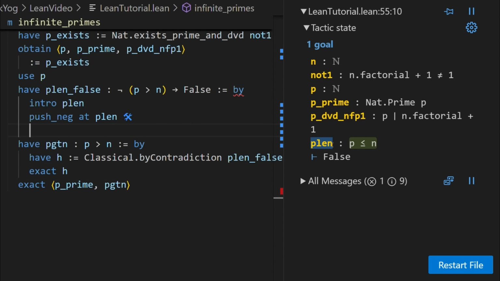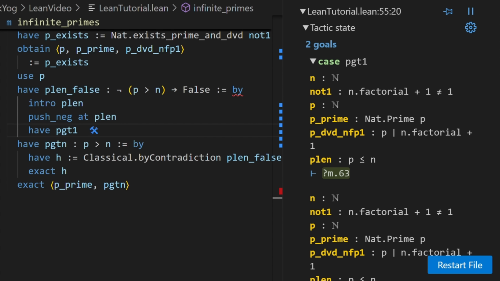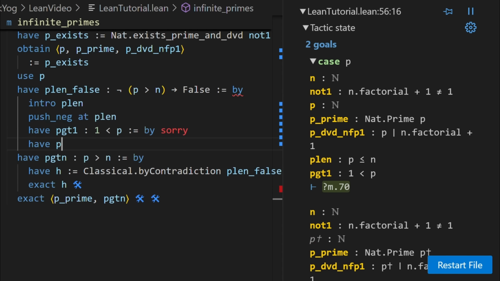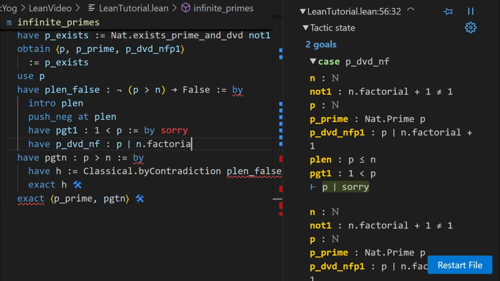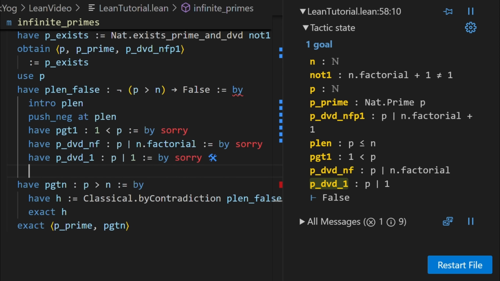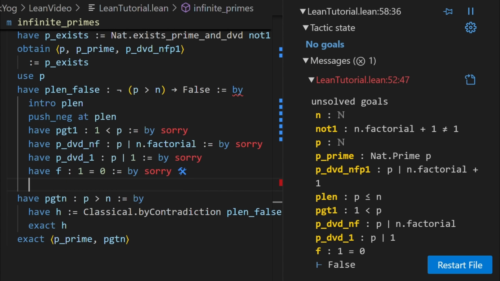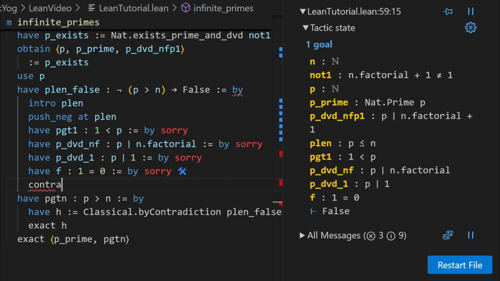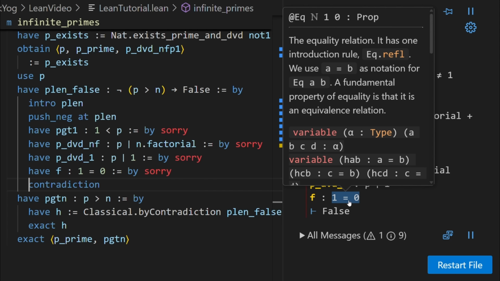Let's write down the basic structure of it here. Have pgt1 be the proof of 1 less than p. Have p divides nf be the proof of p divides n factorial. Have p divides 1 be the proof of p divides 1. And have f be the proof of 1 equals 0. At this point, contradiction will solve the goal using the proof of 1 equals 0.